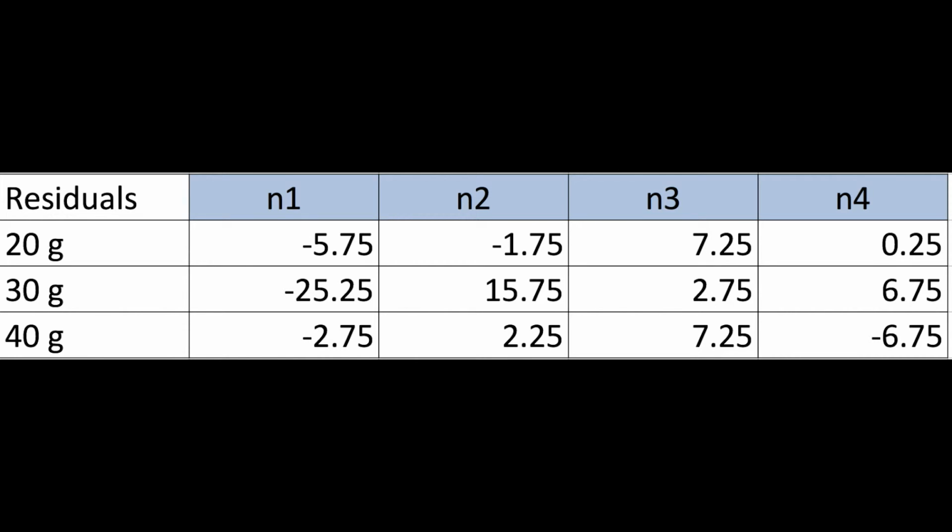Now, we get the residuals. The residuals come from the division of the data minus the average of the line. That means that for n1, for 20 grams, it is 24 minus 29.75. That gives us minus 5.75. Then for 20 grams and n2, 28 minus 29.75. That means minus 1.75. And then we have to do that for each of the data.